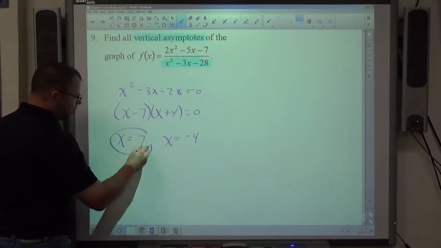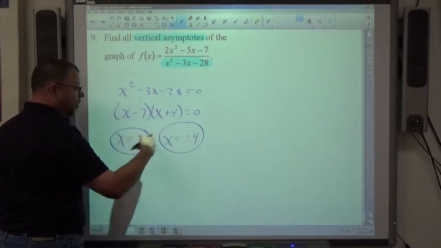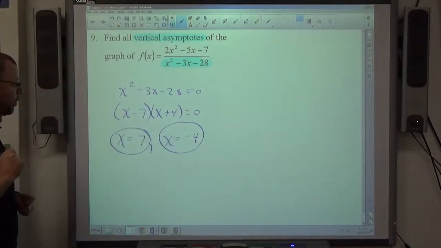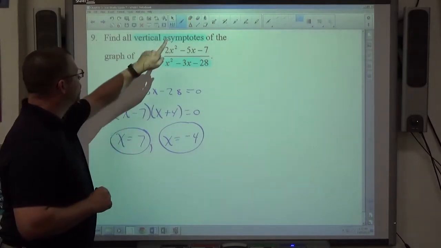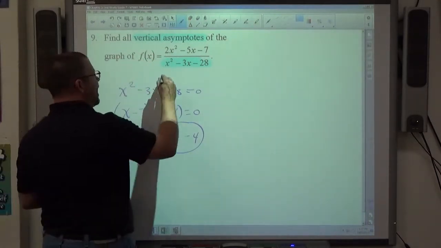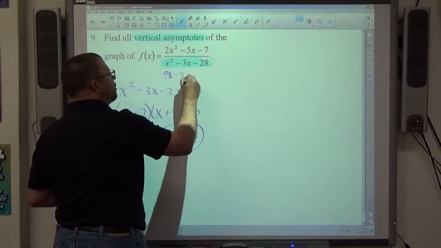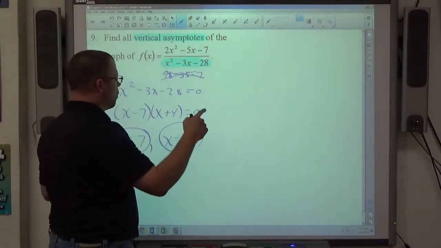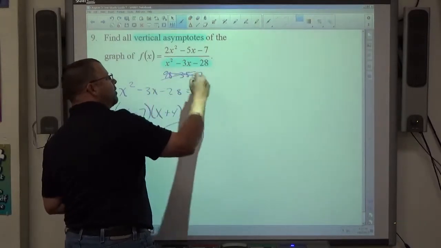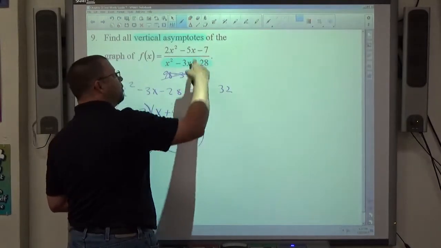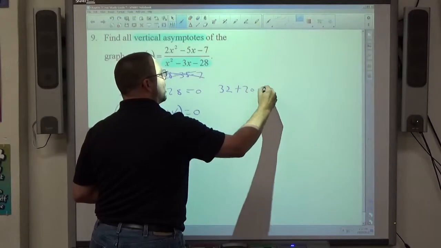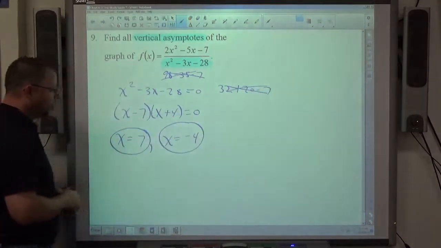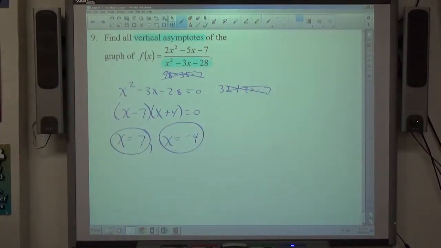This is one of the answers, this is the other answer, as long as neither one of those answers make the top equal to 0. So if I try 7 first, 49 times 2 is 98, minus 35 minus 7 doesn't equal 0, so that's fine. If I try negative 4, I'm going to get 16 times 2 is 32, and then negative 4 times 5 is positive 20, minus 7 also doesn't equal 0. So both of those equations are the asymptotes.